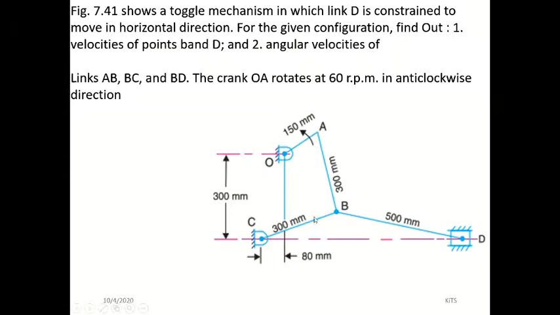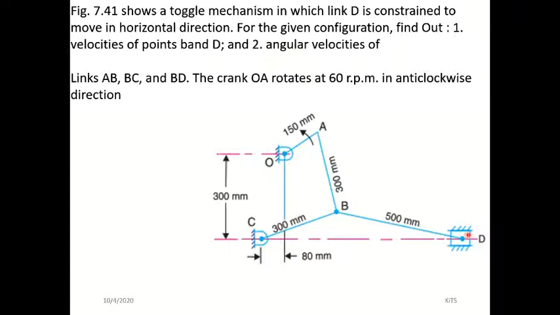Let us read the question first. From this figure, it is a toggle mechanism. In this toggle mechanism, D is constrained to move in the horizontal direction. That is, D is a piston, so the piston will move only in the horizontal direction. For the given configuration, find the velocity of point D and the angular velocity of links AB, BC, BD. First of all, we have to find the velocity of this piston.